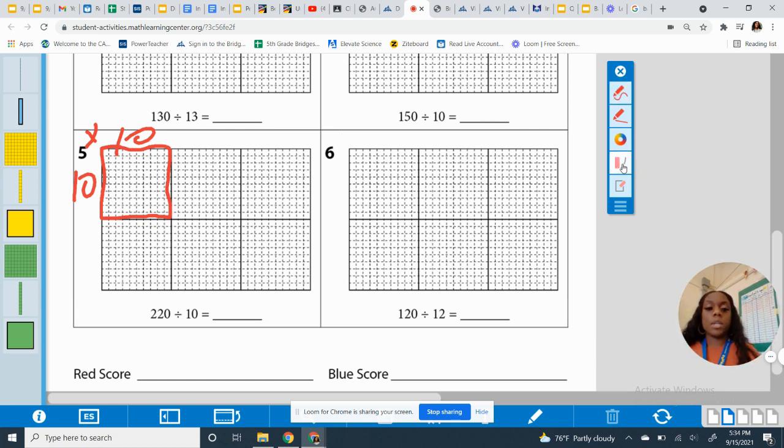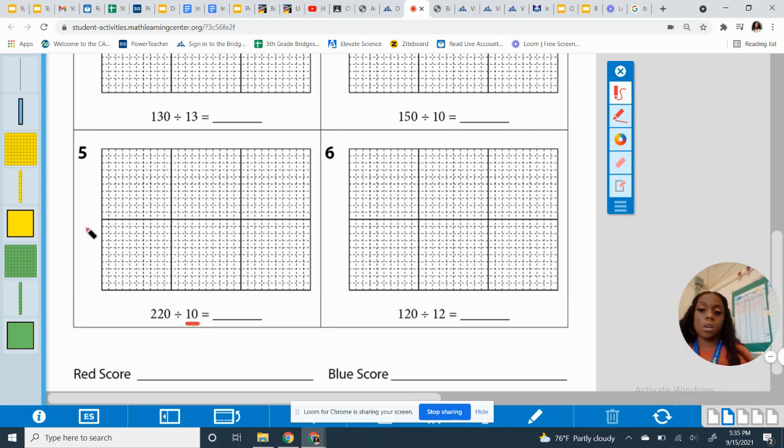Now what we are going to do right now is represent this equation on the base 10 grid. Our divisor, which is the number we are going to use to divide, always goes here on this side, right? Our divisor in this equation is 10. So 10 is going to go right here. We're writing the number 10.